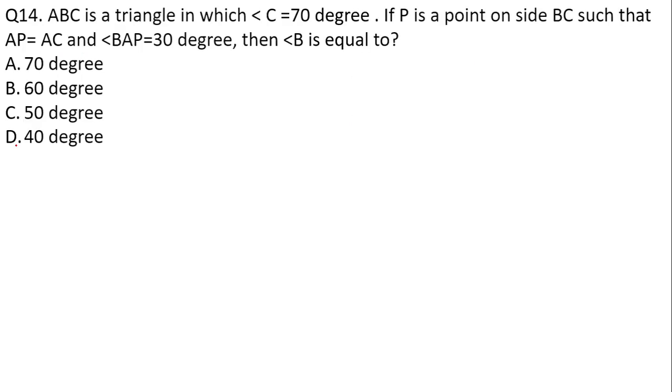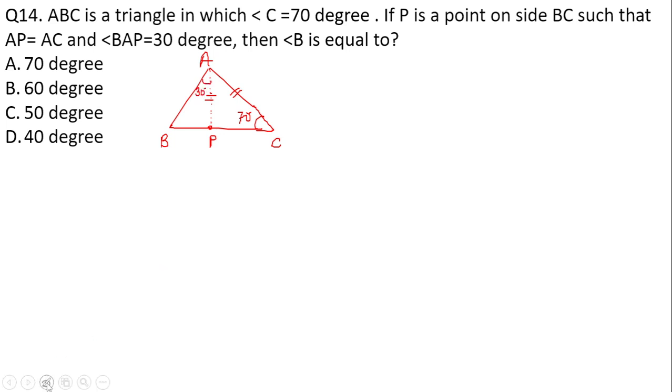Moving on to the next question now. In a triangle ABC in which angle C is equal to 70 degree, if point P is on the side BC such that AP is equal to AC and angle BAP is equal to 30 degree, then angle B is equal to what is the question that they have asked us. Now let us draw the triangle first. In triangle ABC, they have given the angle C is equal to what? 70 degree. The second point that they have mentioned here is there is a point P on side BC such that AP is equal to what? AC, and angle BAP has been mentioned. Angle BAP is equal to 30 degree. It means this is going to be 30 degree.